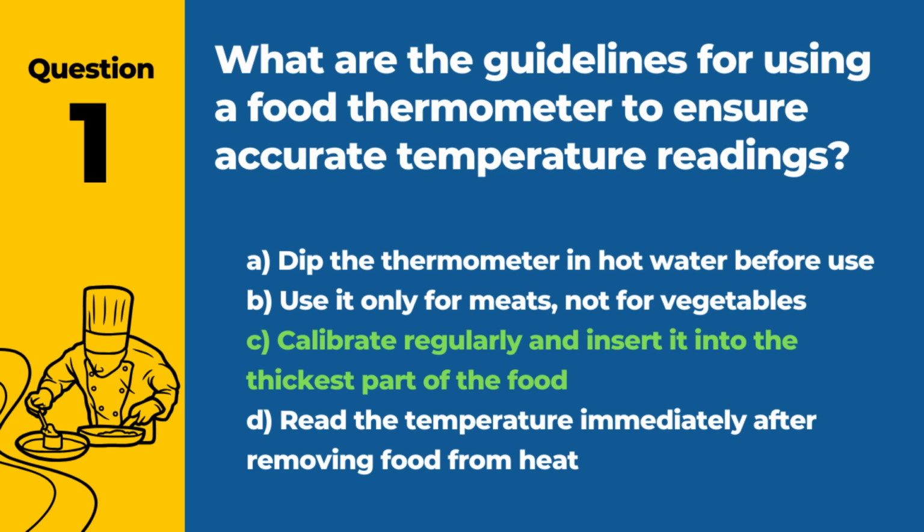Answer: C. Calibrate regularly and insert it into the thickest part of the food. To ensure accurate temperature readings, a food thermometer should be regularly calibrated and inserted into the thickest part of the food, avoiding bone or fat, to get an accurate reading.